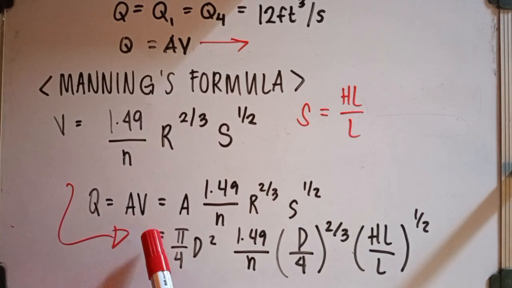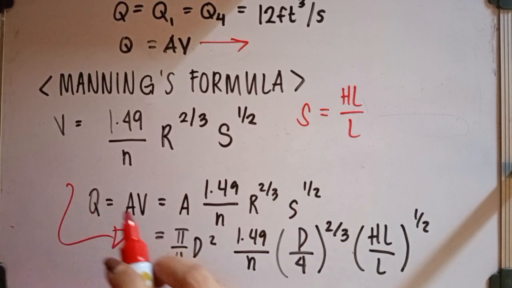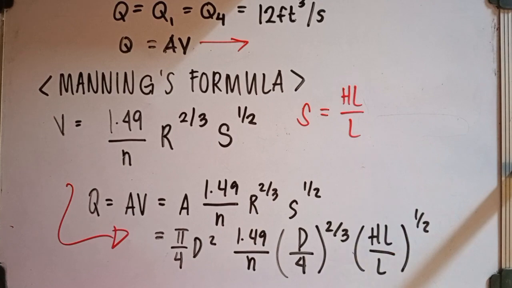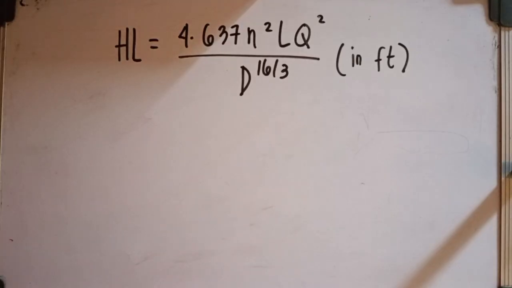We just input the V in Manning's in here. And to expound, we've got area, pi over 4 D squared, copy, 1.49 over N, times R, which is the hydraulic radius. The formula to that is area over perimeter, and perimeter is pi times the diameter, having D over 4, raised to 2/3, and S, copy. And thus simplifying the equation, we can get a head loss of 4.37 n squared LQ squared over D raised to 16/3. That is going to be our equation in feet.